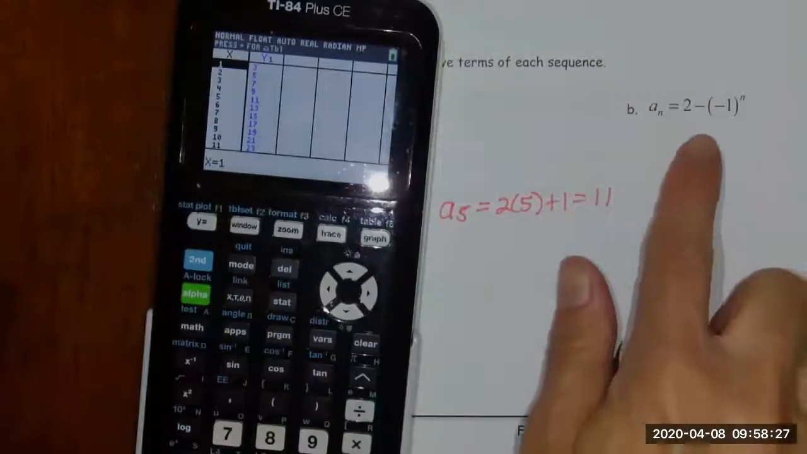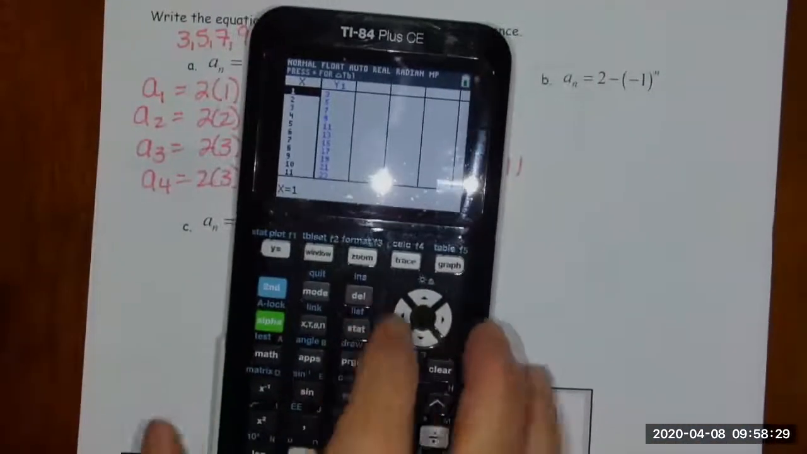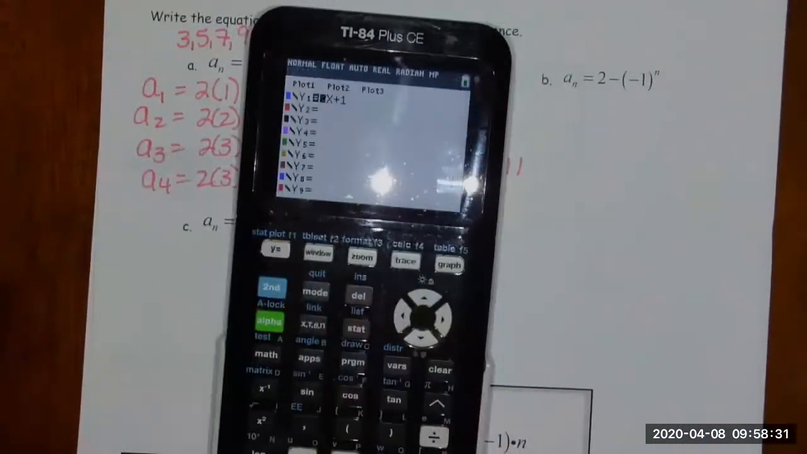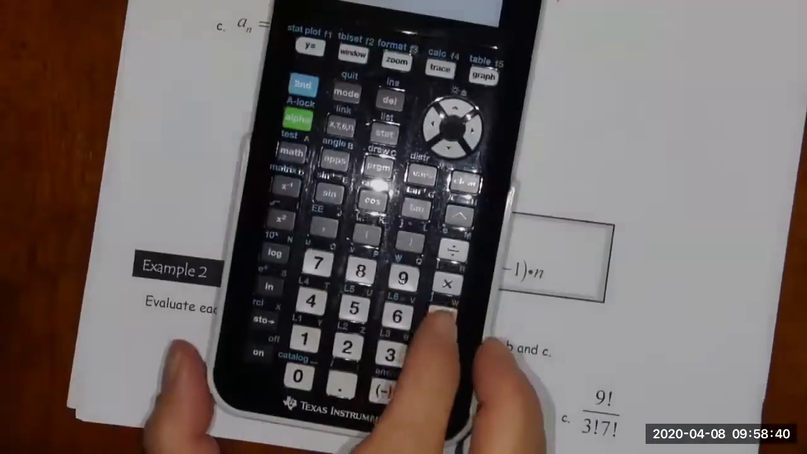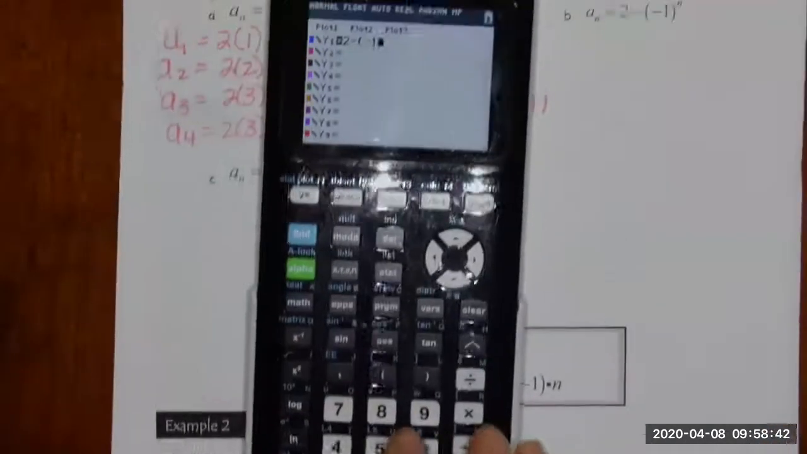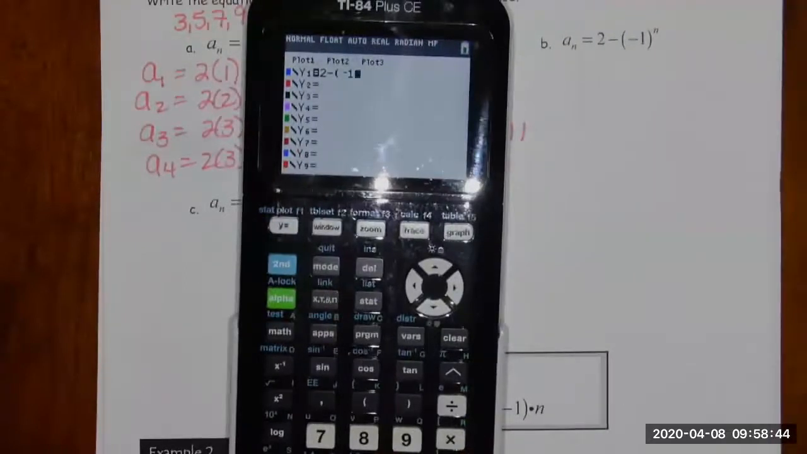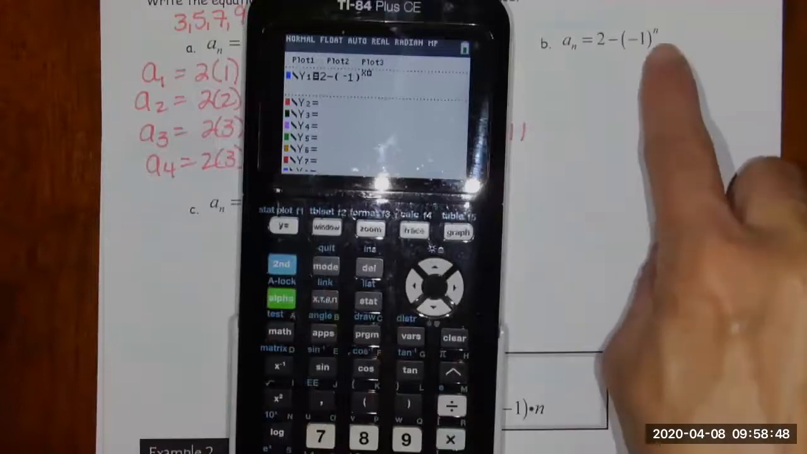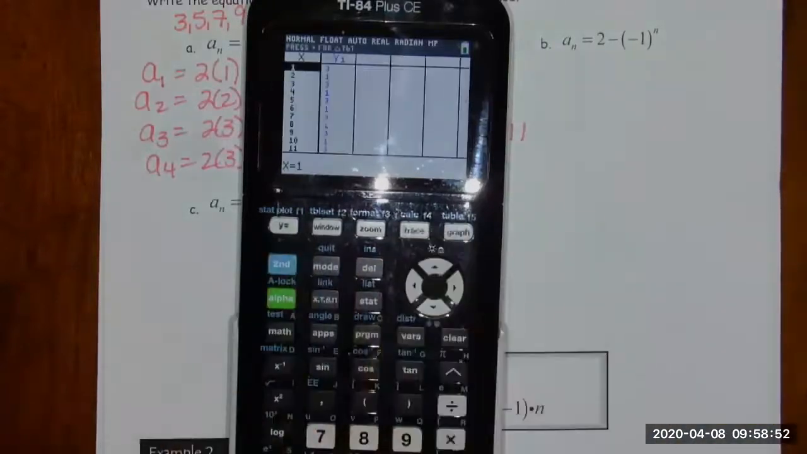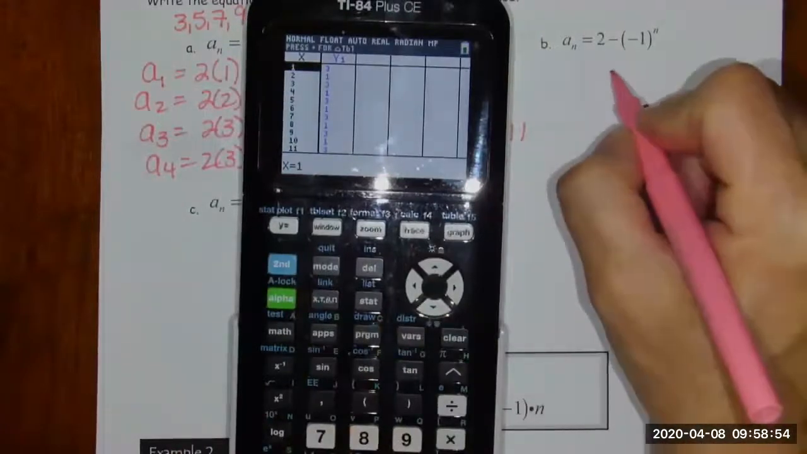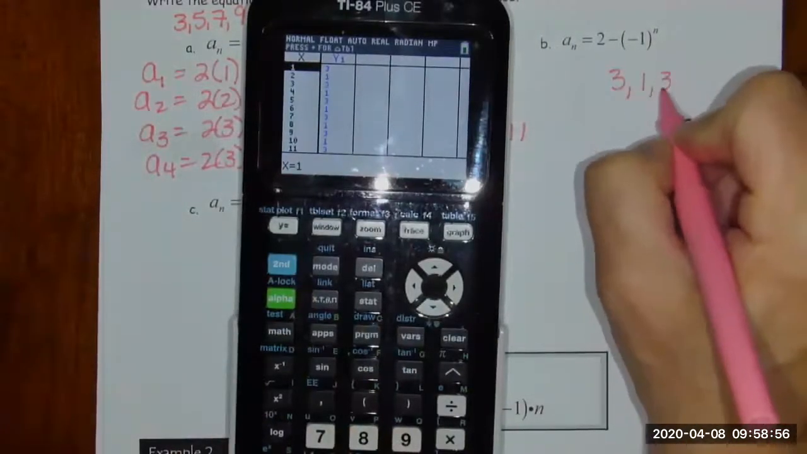So let's do the next one. The next one is not as much fun to do, so I'm just going to type it in, 2 minus negative 1. Remember, the negative key is this one right here. This is the minus, this is the negative key, so right there we need the negative key. And of course, I'm going to raise it to the x power. Now, you could go plug 1 in and 2 and 3. And we're going to look. And what are the numbers? 3, 1, 3, 1, 3.